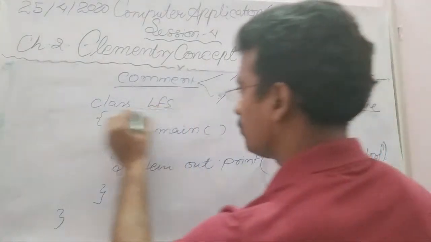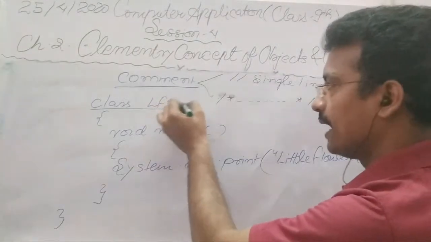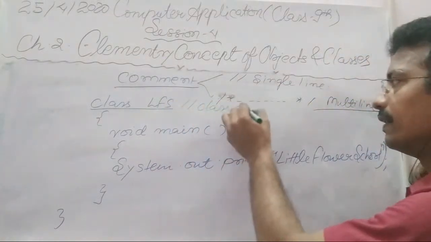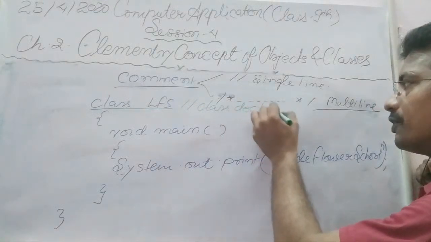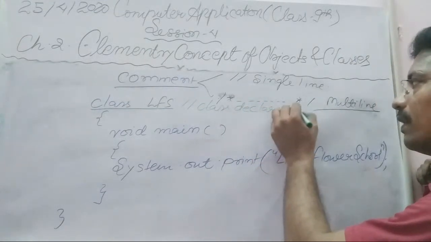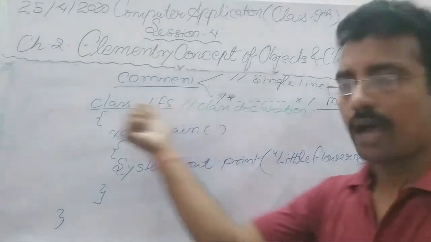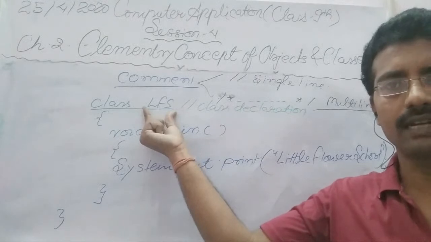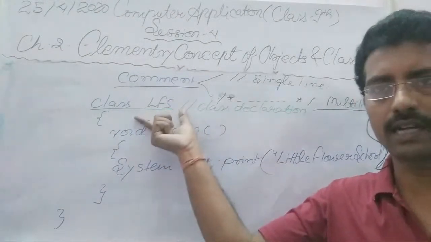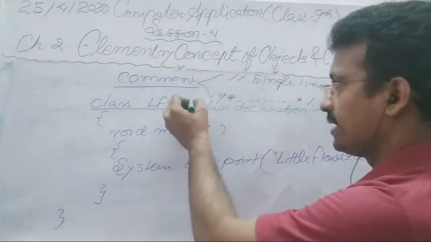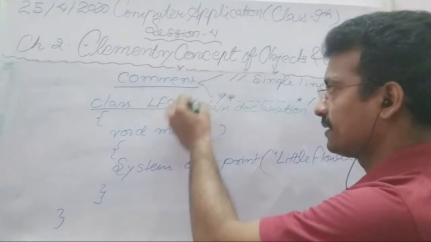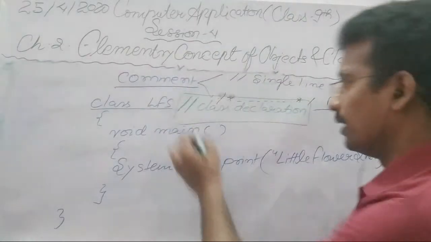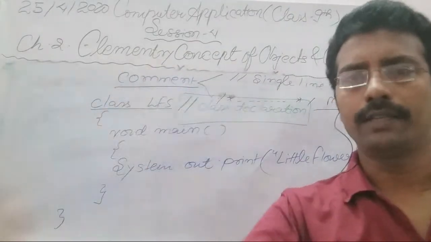Suppose here I have to write for this line, now I have to write this additional information as class declaration. This line is representing a class declaration. So I can write this way, forward slash forward slash and class declaration. Now this particular statement will not execute.